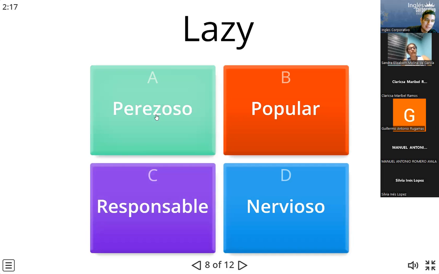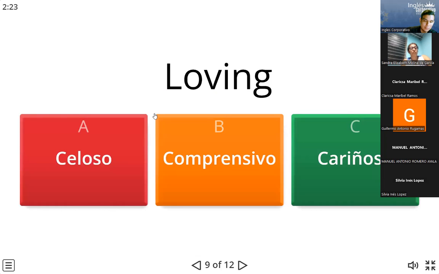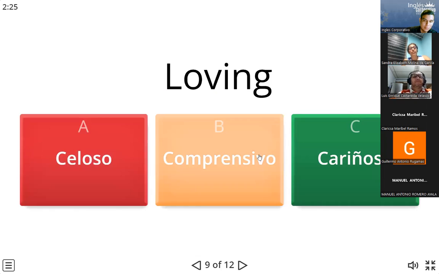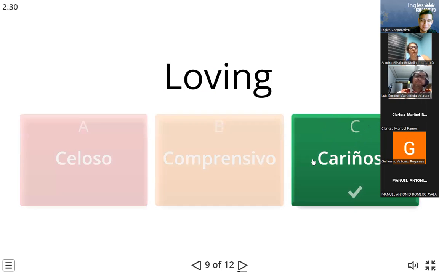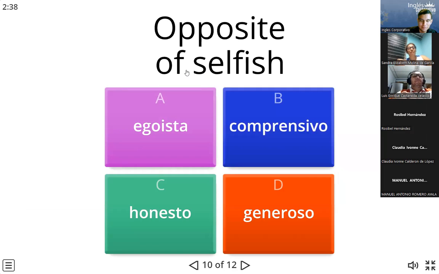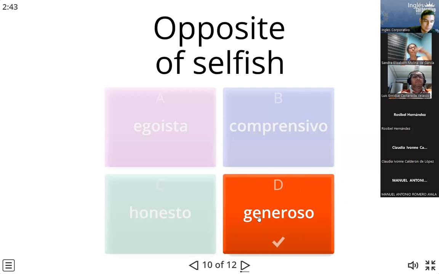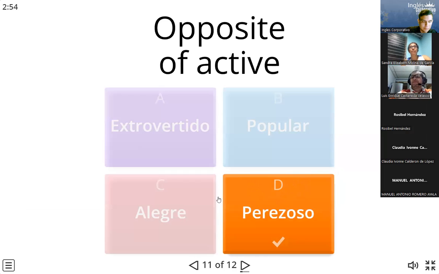Perezoso. Cariñoso. Loving. Okay, are you loving people? Yeah. Yes. Opposite of selfish. Generoso. Excellent. Okay, opposite of active. Perezoso. Excellent.